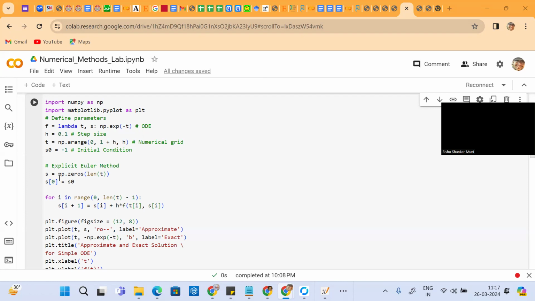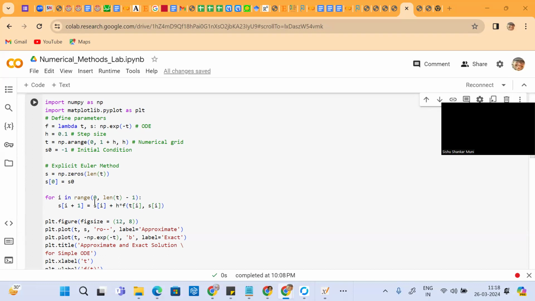So S I have defined already as zeros of length T. What is T? It is this array, so the size of this array. So T and S should have the same size, right? Because T is the input and S is for every input you should have an output. So length of T, and S of 0 is S0, which is the initial condition I have set.